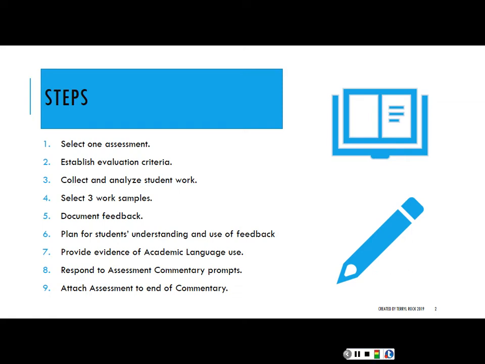So the first thing you're going to do is to select an assessment. Then you're going to establish your evaluation criteria. You're going to collect and analyze student work. Select 3 work samples. Document feedback. Plan for students' understanding and use of feedback.